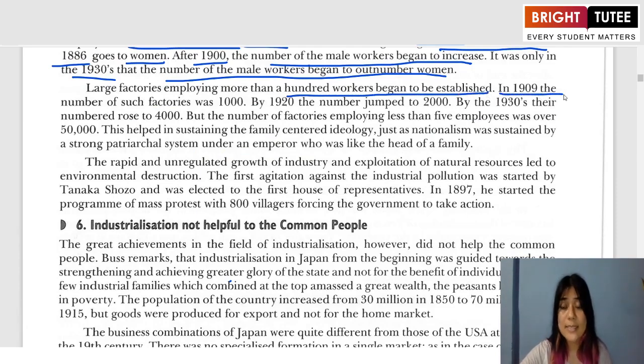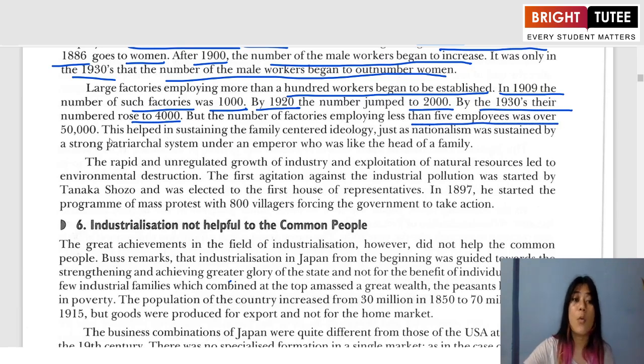Now, apart from this, large factories which employed more than 100 workers also began to be set up. In 1909, the number of such factories was only 1,000. But by 1920, in just about a decade, that number increased to 2,000. So it doubled. By the 1930s, their number rose to 4,000, double that. But the number of factories employing less than 5 employees was over 50,000. So the largest number of factories set up in Japan were those which employed less than 5 persons.